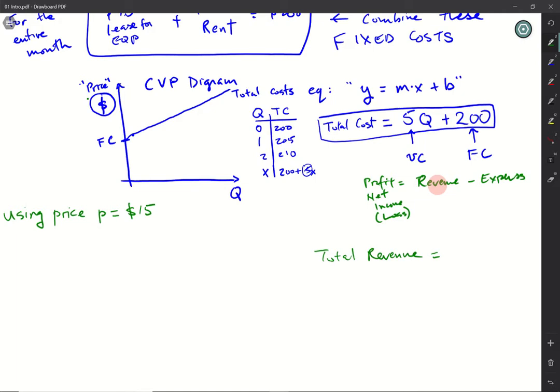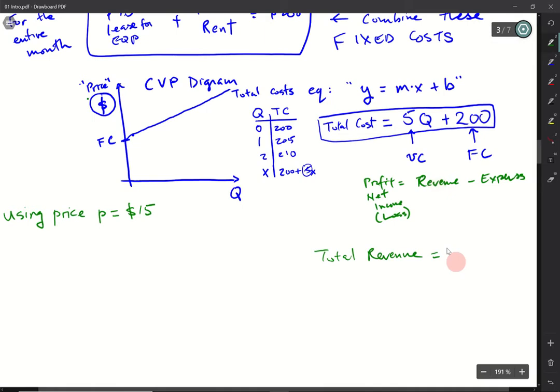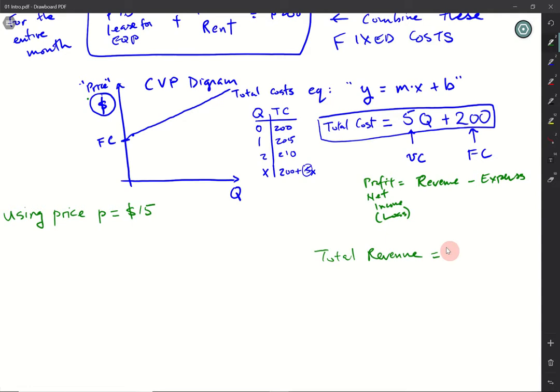So how would you make a revenue line? How do you make a revenue line, right? So what's a line? A line is basically 2 points or a point and a slope. So if you can find 2 points or a point and a slope, then you got a line, right?